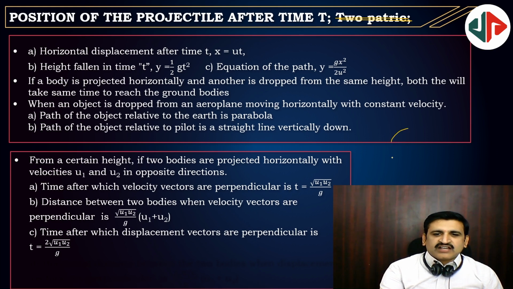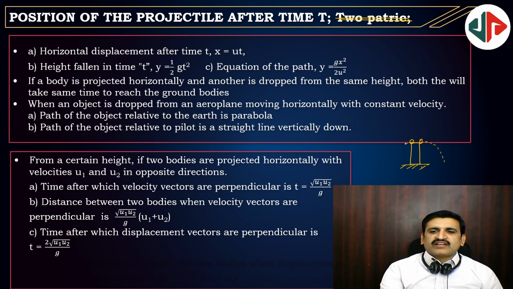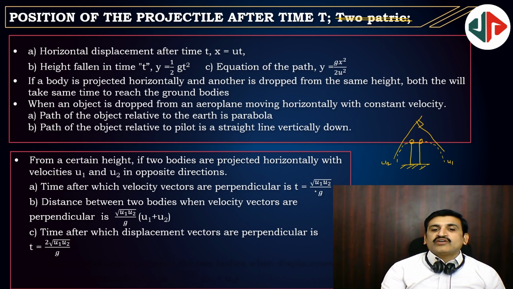Suppose this is the horizontal projectile. If two bodies are projected horizontally from a, one with velocity u1 and the other with velocity u2, their velocity vectors become perpendicular after a time t equal to root over u1 u2 by g, and the distance between them will be a square root expression.